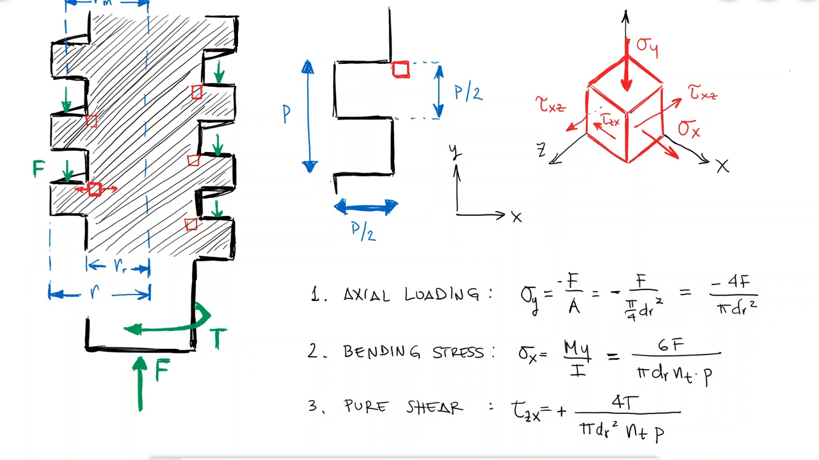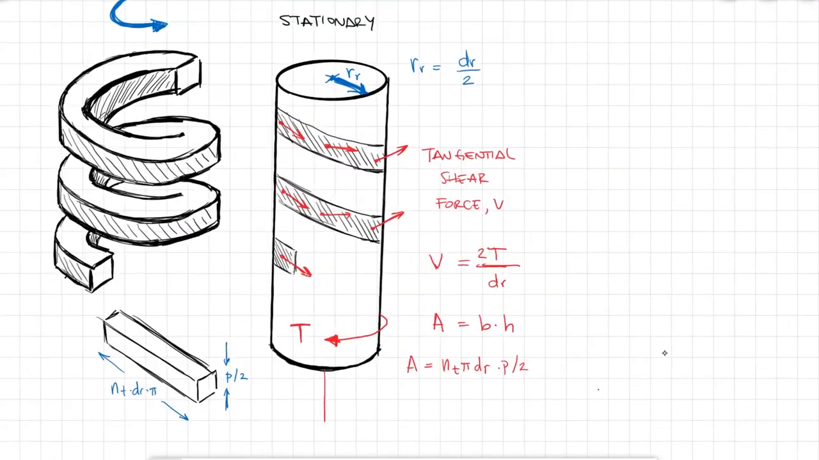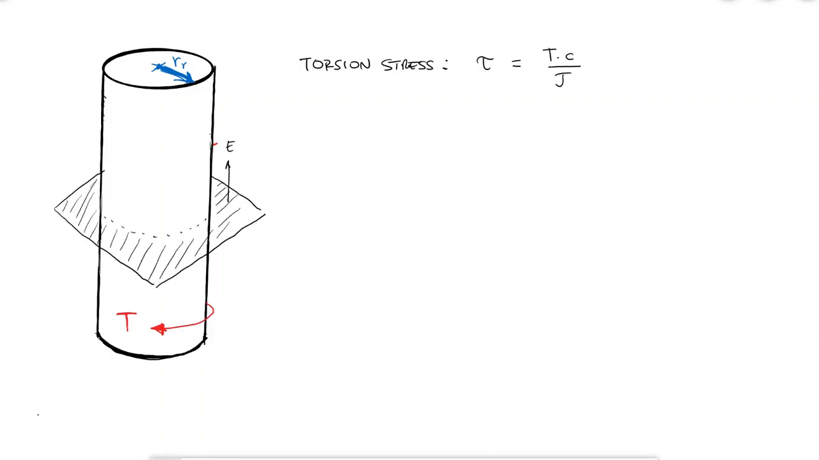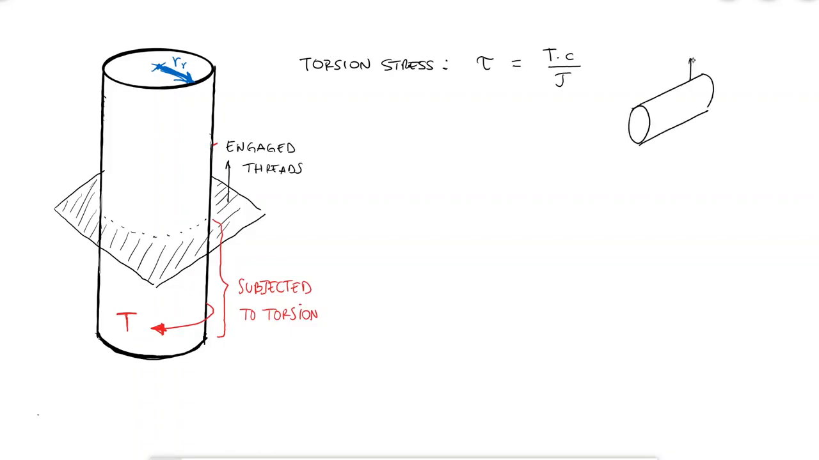Finally, and due to the torque again, and not even looking at the threads, there will be a torsion stress for the solid rod that makes up the root of the screw. This shearing stress is just like the one of a rod, fixed at one end and subjected to a torque at the other end. As we move away from the fixed end, each disc that makes up the rod will be slightly rotated with respect to the adjacent disc, causing shearing.